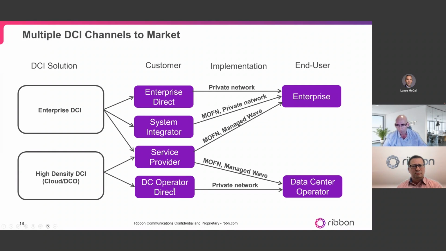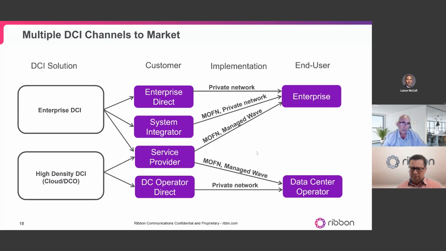Again, a data center operator typically could also go direct. Certainly some of the larger hyperscalers and cloud providers are big enough that they have enough in-house staff to build these networks themselves. So you can see all the different scenarios. The ones we've talked about: one could be a private network, for enterprise or data center, built by themselves. It could be a combination of MOFN and a private network, or MOFN and managed wave through the service provider. So lots of different ways to skin the cat here.